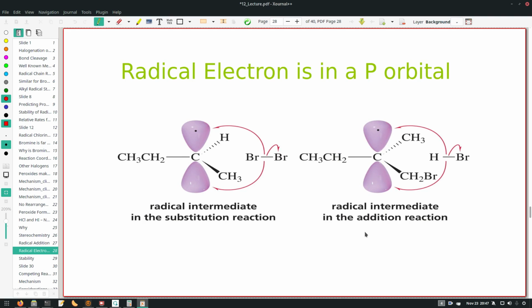All right, and that's just drawing out how we view it. So we have our p orbital with the radical in it, and on our step where the bromine comes in, it could attack either side.